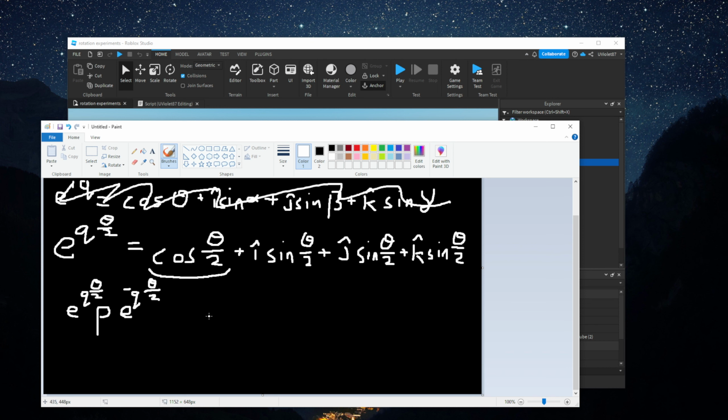We multiply on both sides. And that's why we do the theta over 2 instead of just theta, because we're multiplying twice. So it's basically a generalization of multiplication.